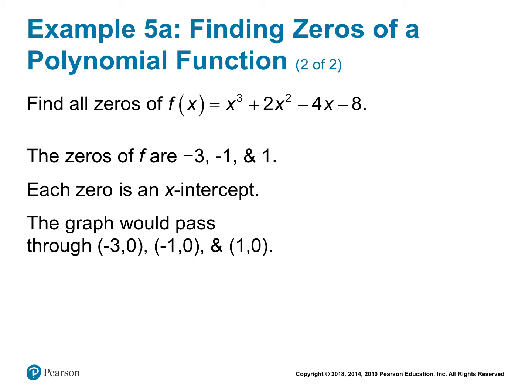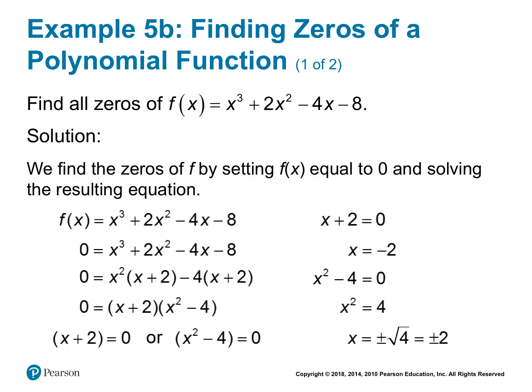Okay, and so this just reiterates that. I just wrote it out again in case we ran out of room on the last one. So these were the zeros, those are x-intercepts. So these are the coordinates that the graph is going to pass through. Okay, now this one I have laid out for you. So we find the zeros by replacing f of x with 0.